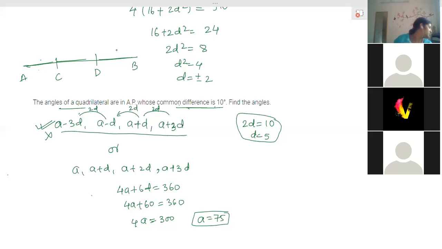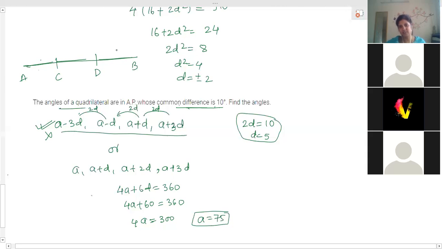Same thing when it is asked divide 54. If the question says split 207 into 3 parts, you divide 207 into 3 parts. That means the sum of all 3 parts is equal to 207.